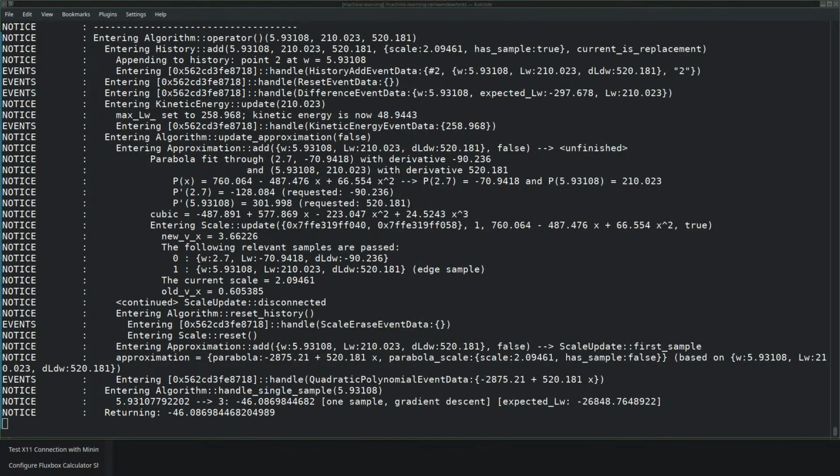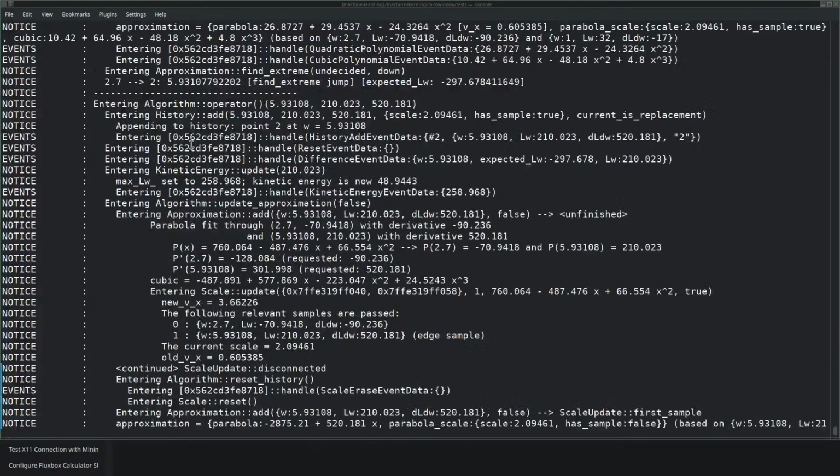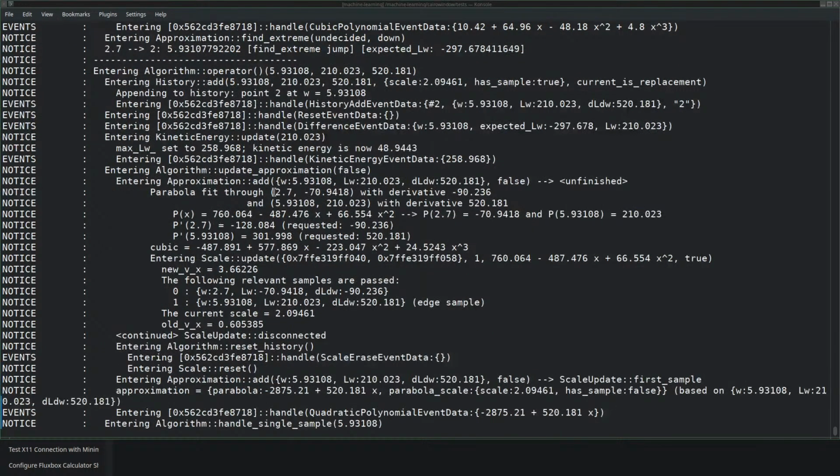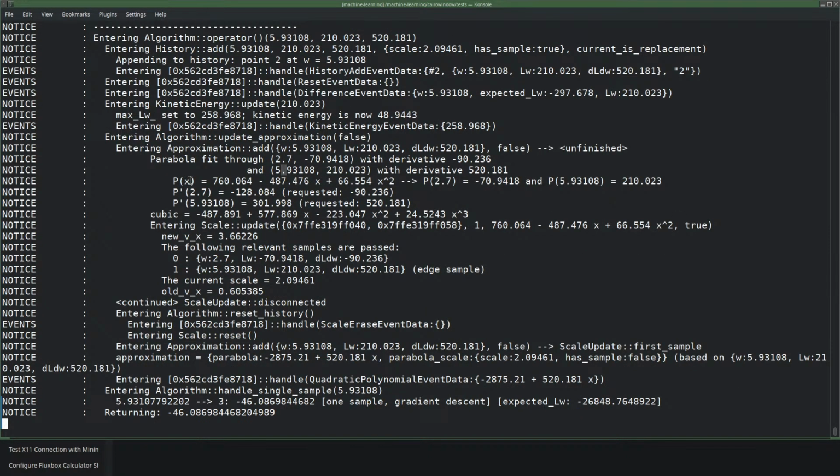Okay, so the last point was the 5.9, and then what the F happened? Which points do we have? Fit through 2.7 and 5.9. Yep. And opposite slopes, opposite signs of the derivative. And that gives me a cubic like that. Maybe it would help if I printed where the zeros are of this thing.